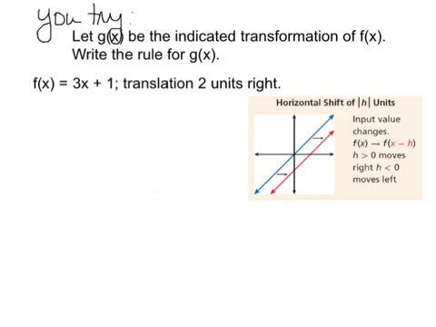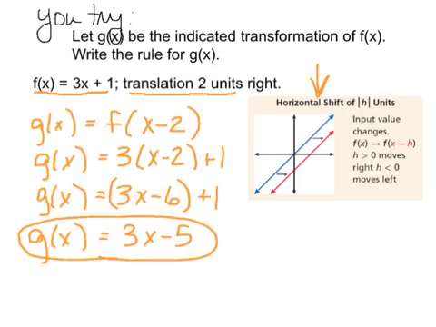Okay, you try. Let g of x be the indicated transformation of f of x. Write the rule for g of x. F of x equals 3x plus 1, and we're translating it 2 units right. And I've copied the rule here. Push pause and go ahead and try it. Okay, there you go. Push pause and look at that and move on to the next slide.